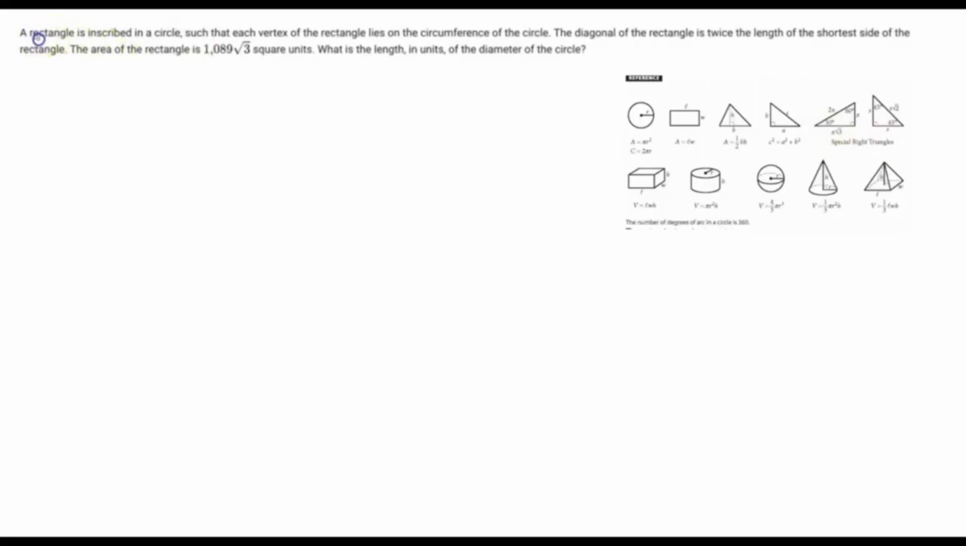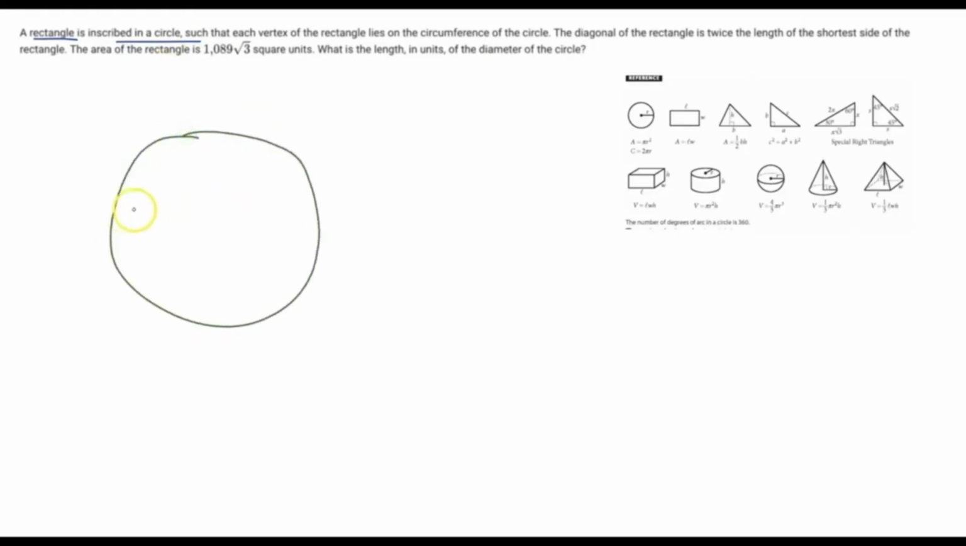So it says a rectangle is inscribed in a circle such that the vertices of the rectangle lie on the circumference of the circle. All right, first let's just draw this out. The first thing you have to do with these geometry problems is interpret them. There's all this weird wording, but as long as you just take it step by step, word by word, you'll be fine. So the rectangle is inscribed inside of a circle.